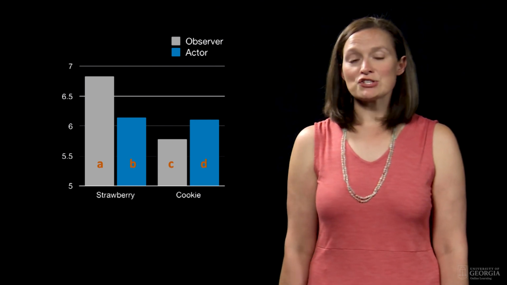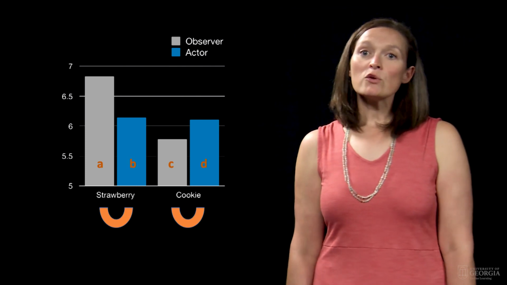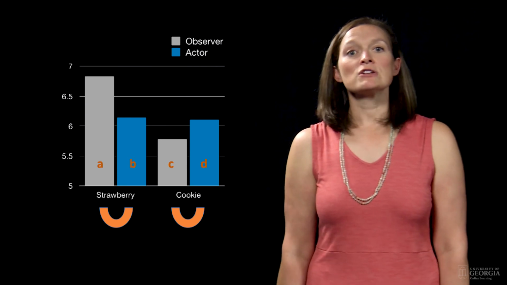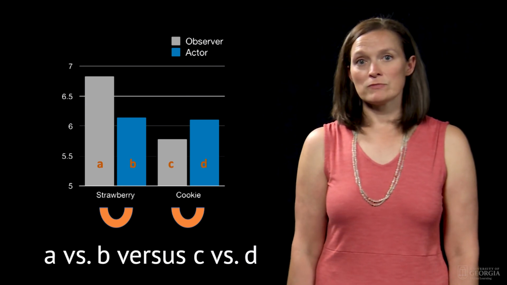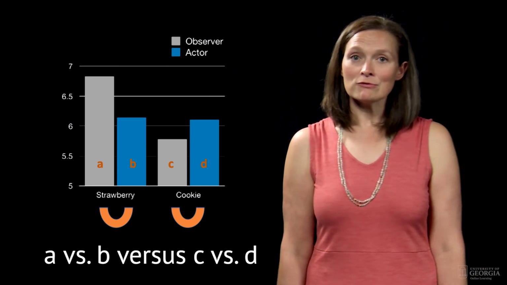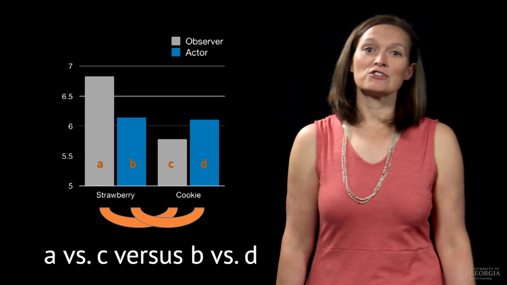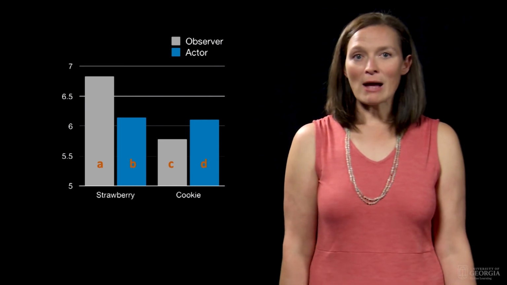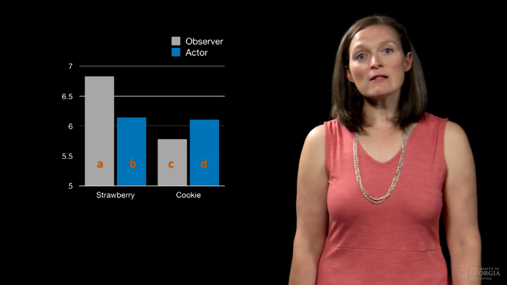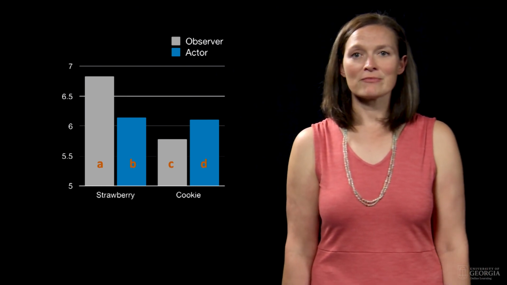I'm going to give each cell, which is represented by one bar, a letter for comparison. So here we can compare the simple effect of role among food by comparing A versus B to C versus D. And we can compare the interaction through the simple effects of food among role. So A versus C to B versus D. To wrap up, remember that an interaction is a pair of simple effects. If these simple effects are different from each other, then there is a statistically significant interaction.